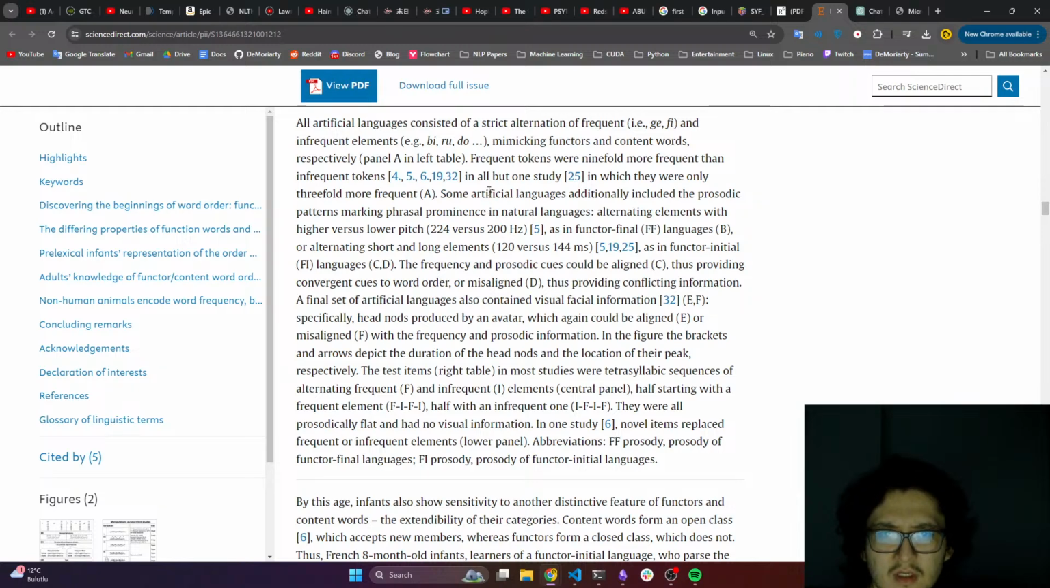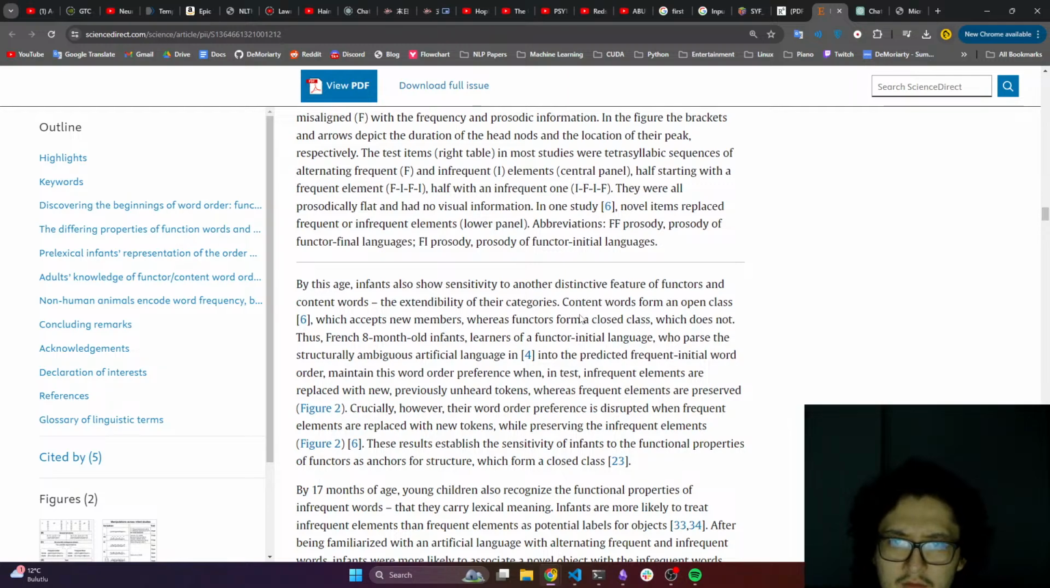In all but one study, in which they were only 3-fold more frequent. Some artificial languages additionally include the prosodic patterns marking phrasal prominence in natural languages, alternating elements with higher versus lower pitch, as in functor final languages.